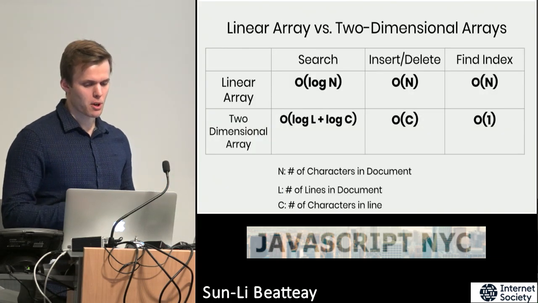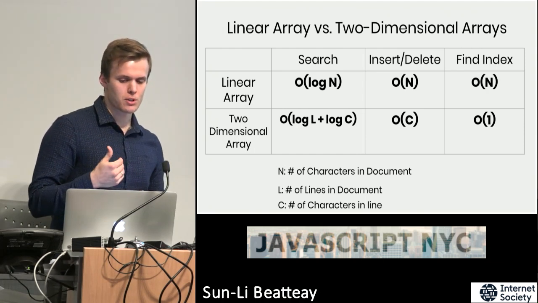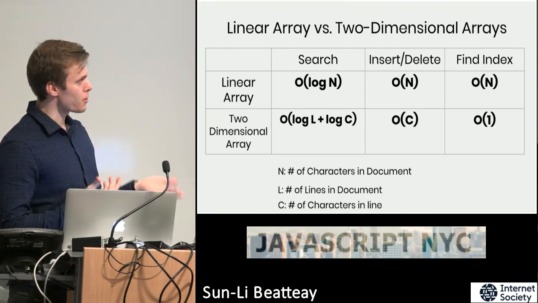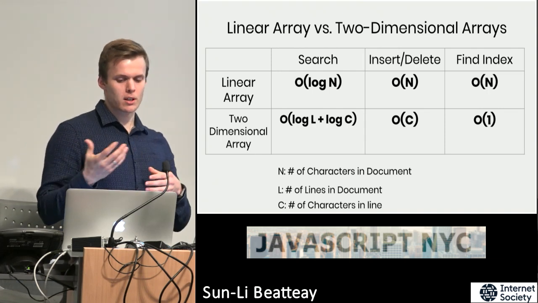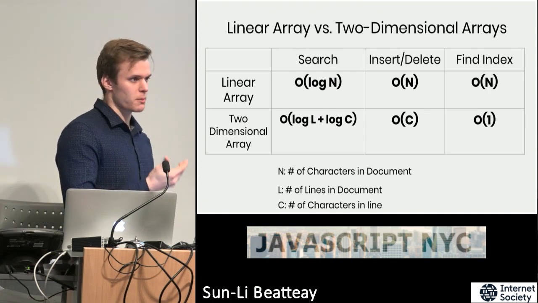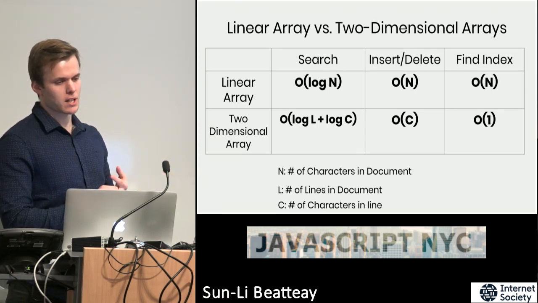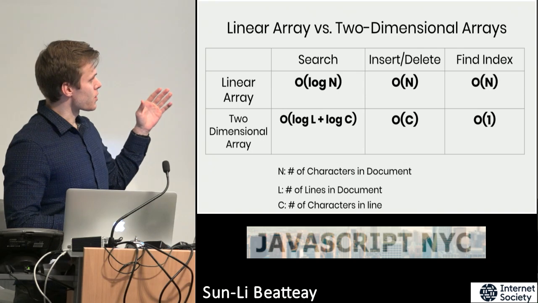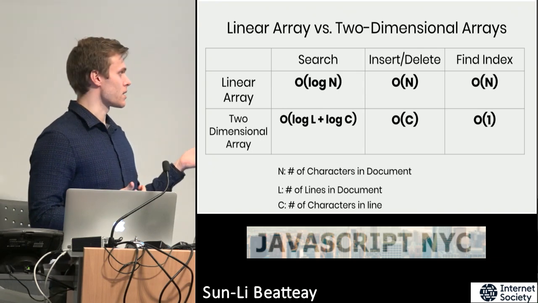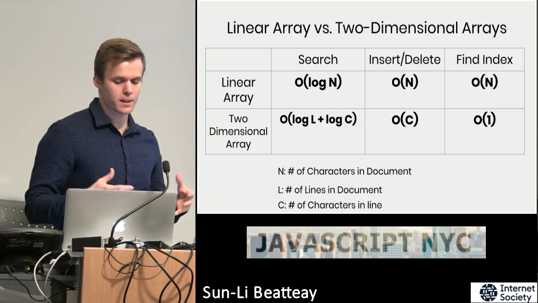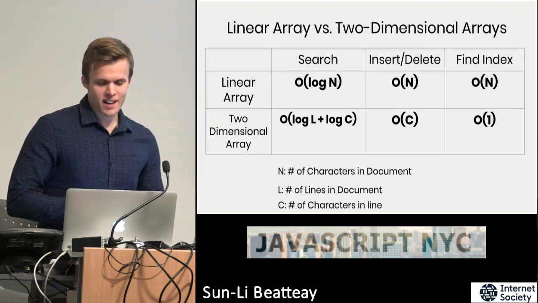Here's a small table showing the big O improvements of a linear array and a two-dimensional array. For a linear array, search is log N, because we can use a binary search to find characters, with N being the number of characters in the document. With a two-dimensional array, you can use two binary searches, one to find the line and another to find the character on that line. So it improves to log L plus log C, L being the total number of lines and C being the total number of characters on that line. Assuming that L plus C is less than N, then it's an improvement.